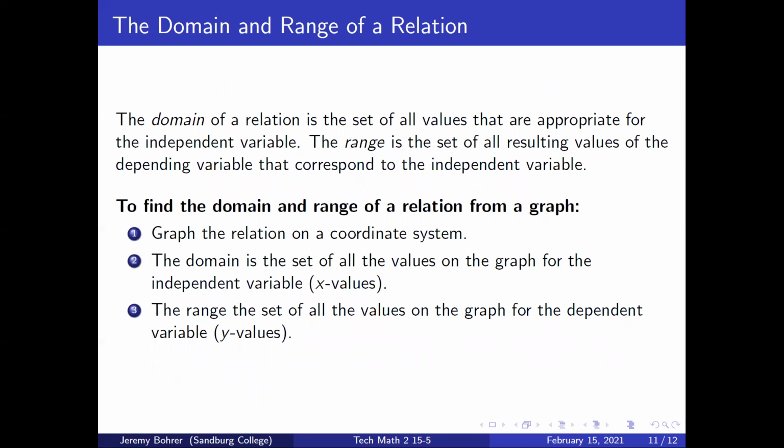The domain of a relation is the set of all values that are appropriate for the independent variable. The range is the set of all resulting values of the dependent variable that correspond to the independent variable. To find the domain and range of a relation from a graph, first graph the relation on a coordinate system. The domain is the set of all values on the graph for the independent variables, the x values, and the range is the set of all the values on the graph for the dependent variable, the y values.